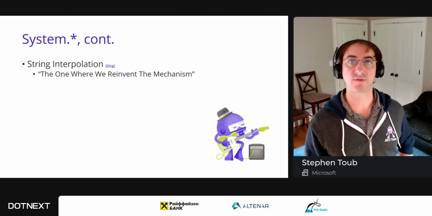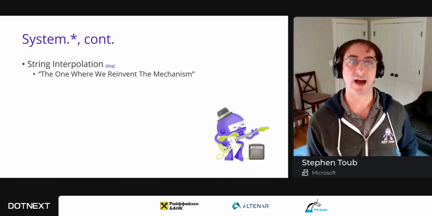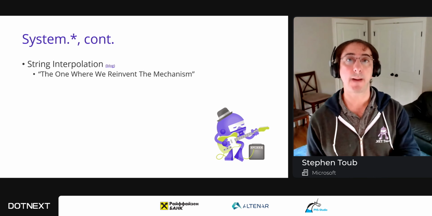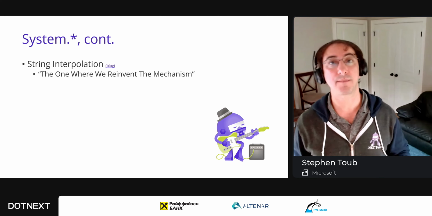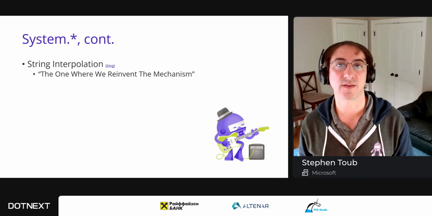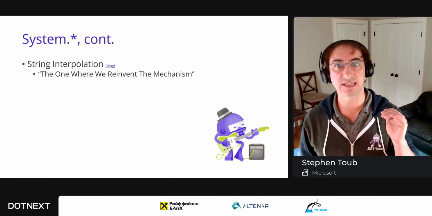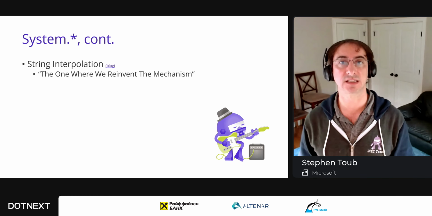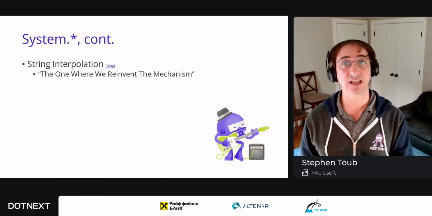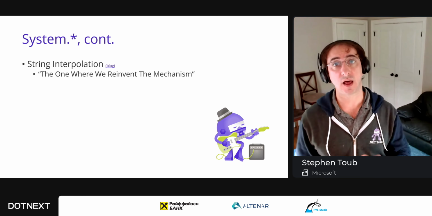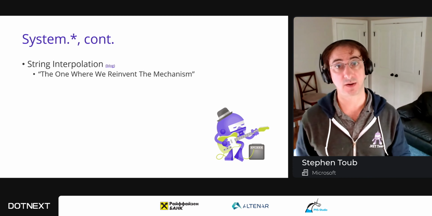All right, last example from System before we move on. This is string interpolation. So string interpolation has been completely overhauled. This is the one where we reinvent, or reimagine, the mechanism. We have done work in both C# and .NET 6, C# 10 and .NET 6, to overhaul both how string interpolation works and what you can do with it. We've made it a lot more capable than it was in the past.